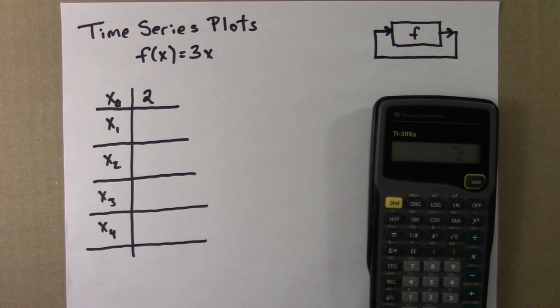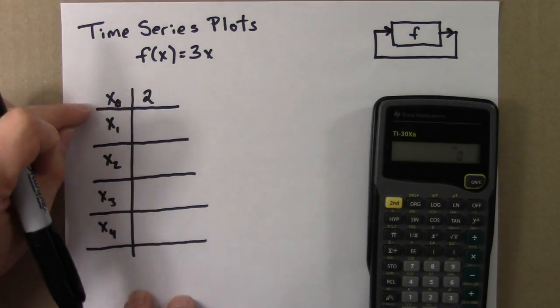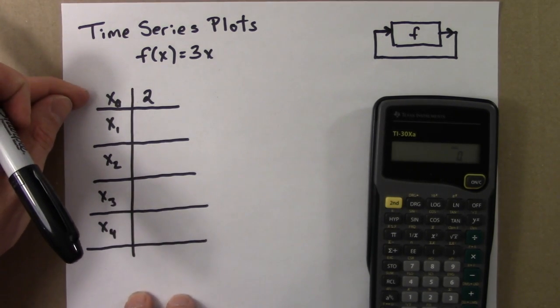When analyzing iterated functions, it's often easiest to plot the itinerary or the orbit. I'll illustrate this with an example. Consider again the tripling function, f of x equals 3x. Let's figure out the orbit for the seed x equals 2.